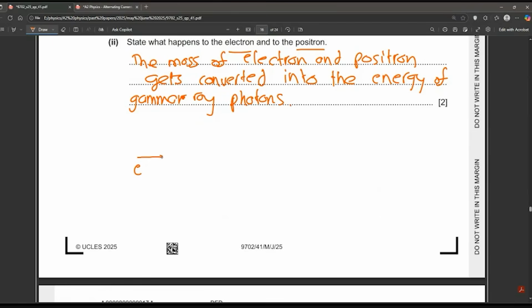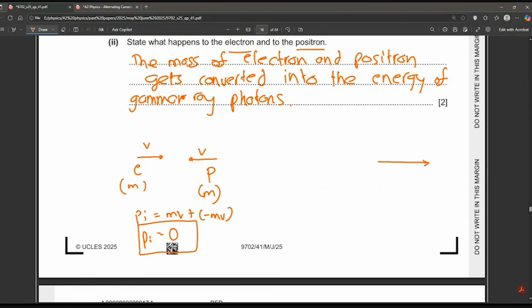Initially, you have an electron that is moving with a speed of v. You have a positron that is traveling with a speed of v but in the opposite direction. Can you realize the mass of electron and the mass of positron are same? Initial momentum क्या हो जाएगा? mv, that is the momentum of electron, plus negative mv, that is the momentum of positron. The initial momentum of this collision is zero.